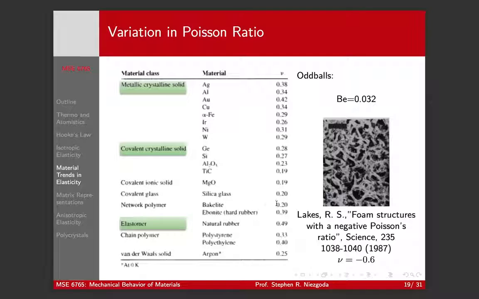Network polymers are all over the place. Obviously, elastomers approach a Poisson's ratio of 0.5. Chain polymers tend to be a little higher than metals. Polyethylene is 0.4. Van der Waals solids, so argon approaching 0 K, you get a Poisson's ratio of about 0.25. There are also other oddballs like certain types of foams that can have negative Poisson's ratio.